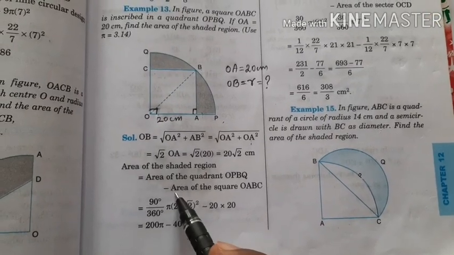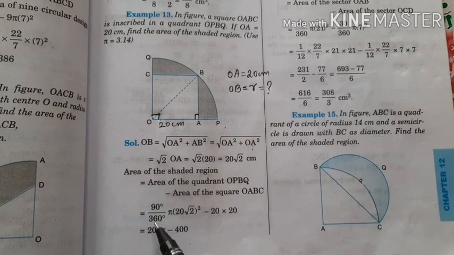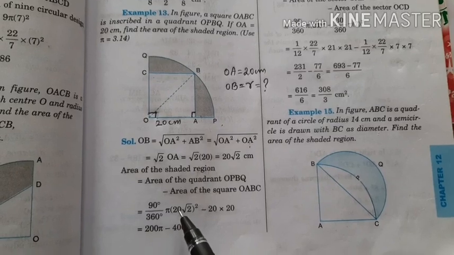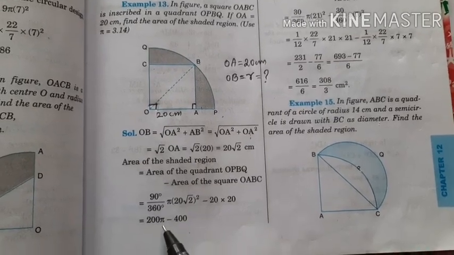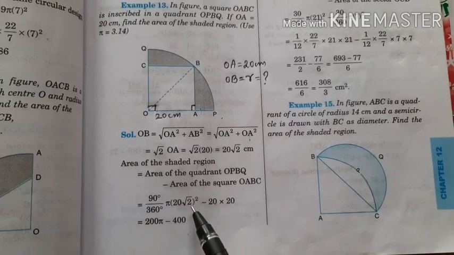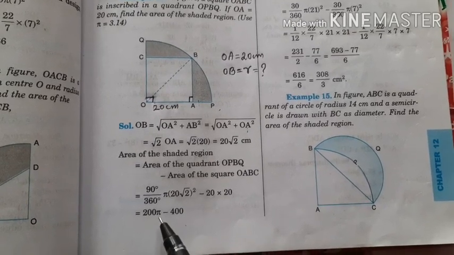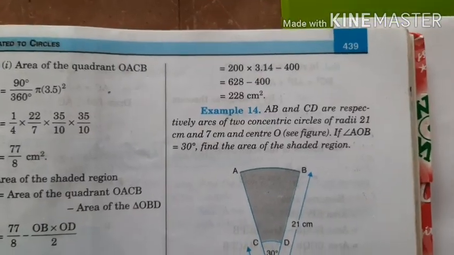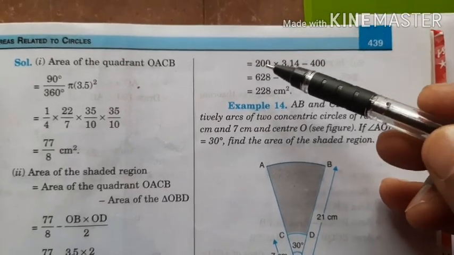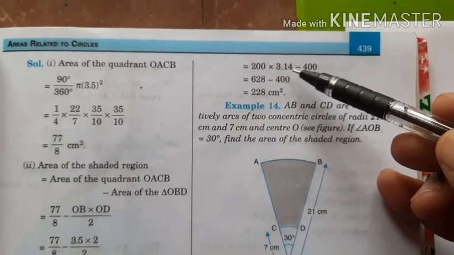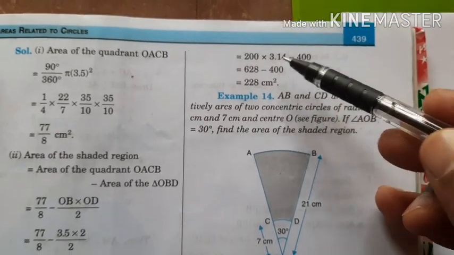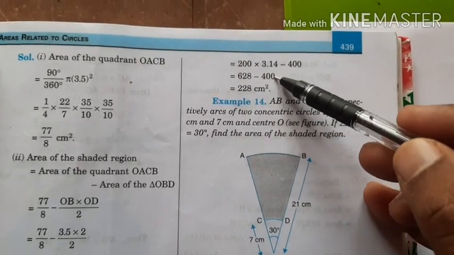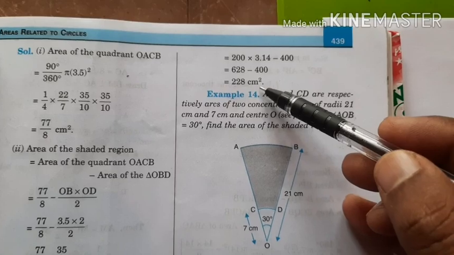And its simplification: the zeros get cancelled, nine ones are nine, nine fours are... then four ones are four, four fives are... Its simplification comes to 200 times pi, because root 2 square is 2 again. Therefore 200 pi minus 400 is the answer. But it can still be simplified: 200 into pi, pi means 3.14, minus 400. 200 into 3.14 is 628, minus 400. 628 minus 400 is 228 centimeter square.